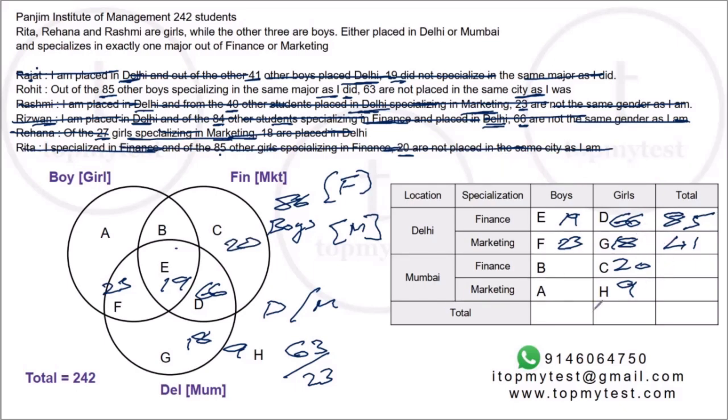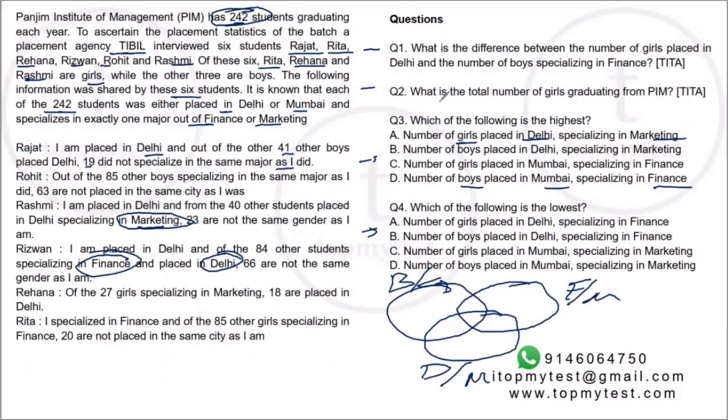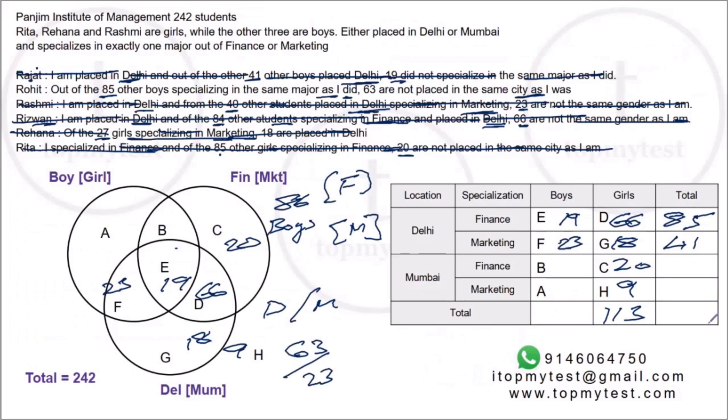Now, I can find out the total number of girls, that is 16 plus 18 is 84, 84 plus 20 is 104 plus 9, 113. I can mark one of the answers. How many girls are graduating from PIM? 113. Now, I can go back and calculate the total number of boys. There are 242 people, right, out of which 113 are girls. So 242 minus 113, 42 minus 13 is 29. So 129 will be boys.